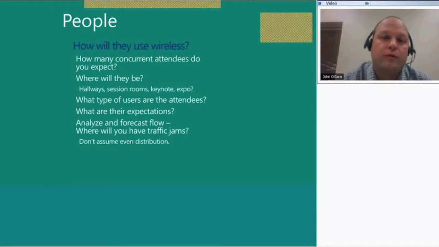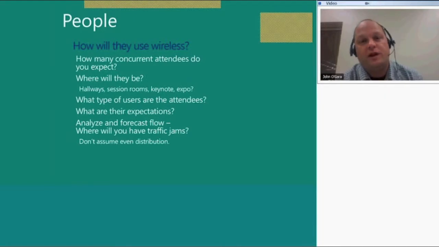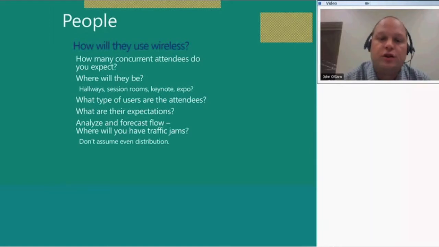We will look at where will they be. Where are we providing wireless? Where do we expect the load to be generated from? Where will people be? We look at the type of users. We have events with developers, for example, that will be higher consumers of wireless usage than our sales or partner events, where we will typically see comparatively lower usage.